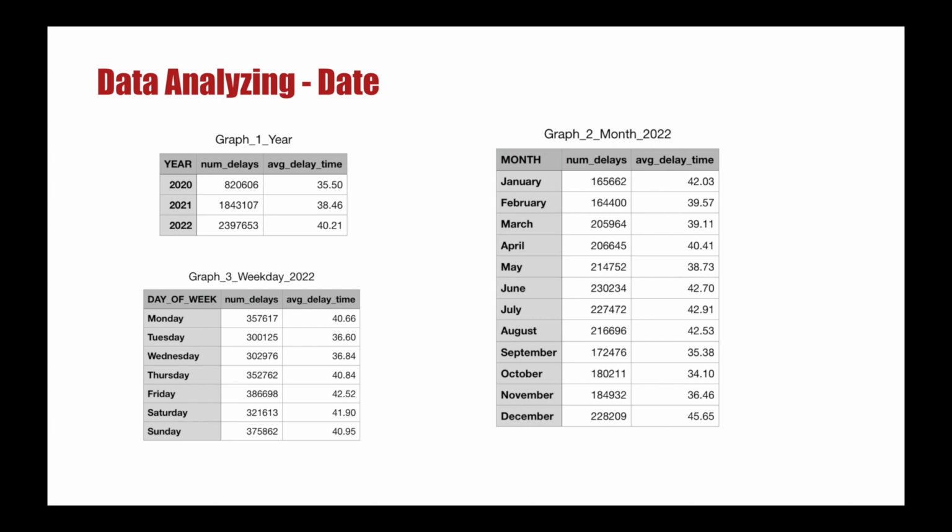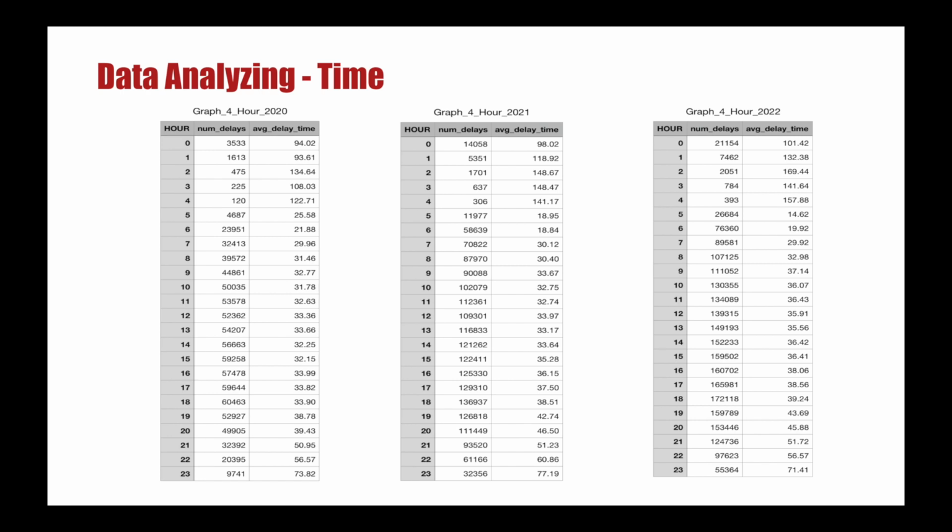For example, from 2020 to 2022, both the number and average time of flight delays increased annually. Summer months from June to August and Friday showed a little higher delays. And flights departing time is important also. Flights departing between midnight and 4 a.m. have higher delays compared to daytime flights. This pattern was consistent across all years we analyzed.